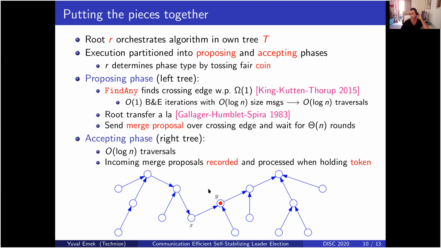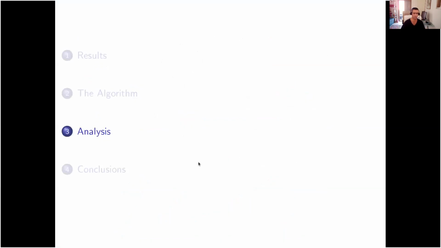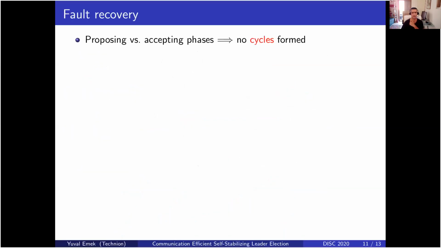And the next thing that happens is Y sending the token to X so that the subtree of X will be traversed as part of the traversal of the bigger tree. Okay, let's quickly say a few words about the analysis. So first, this distinction between proposing and accepting phases ensures that whenever two trees are merged together, no cycles can be formed.